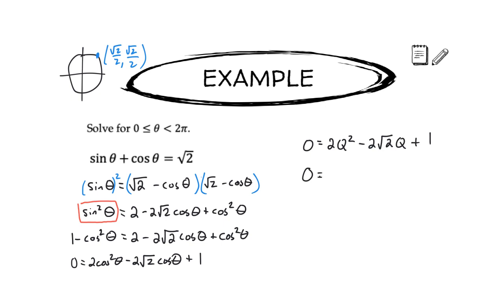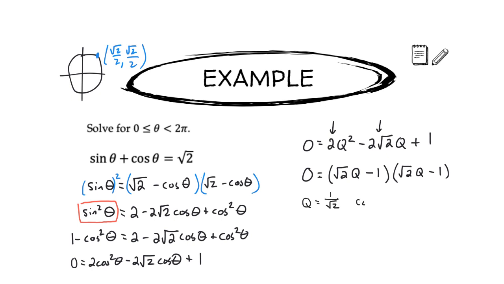This actually factors very nicely. It's just a little non-standard. You can do root 2q minus 1 times itself. It's a perfect square trinomial. And you might notice that because the square root of the leading term doubled is the middle term. And so q is equal to 1 over the square root of 2.